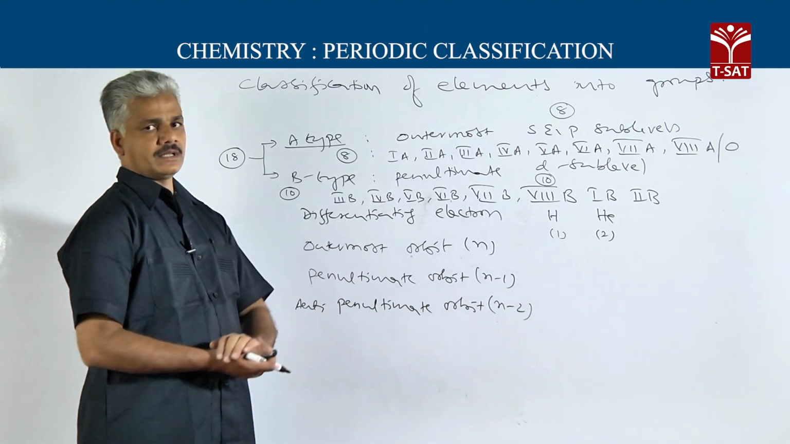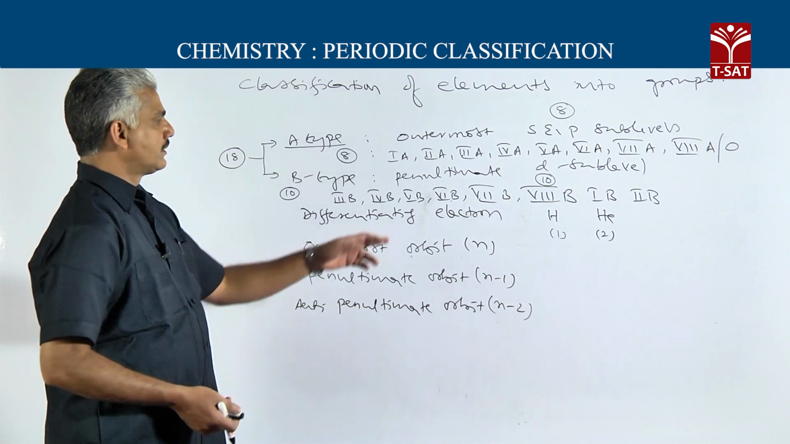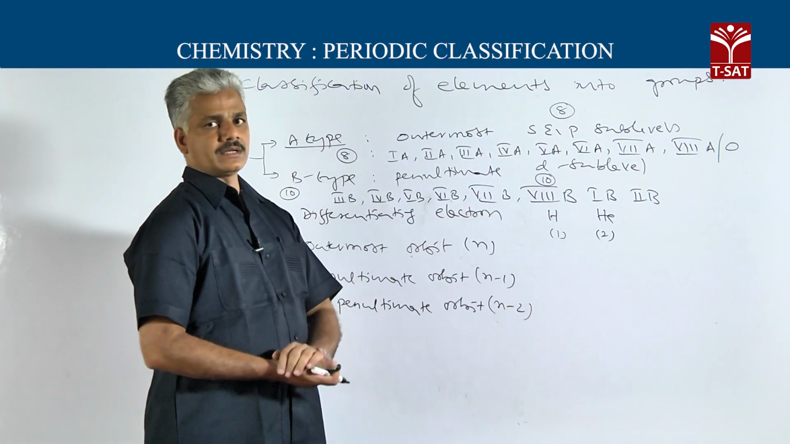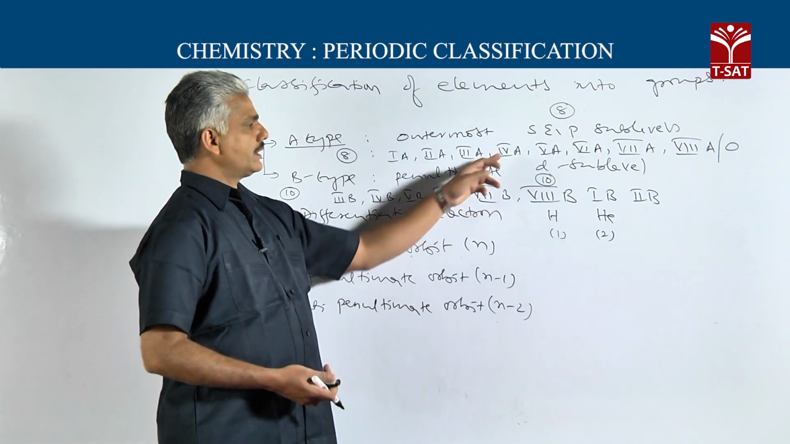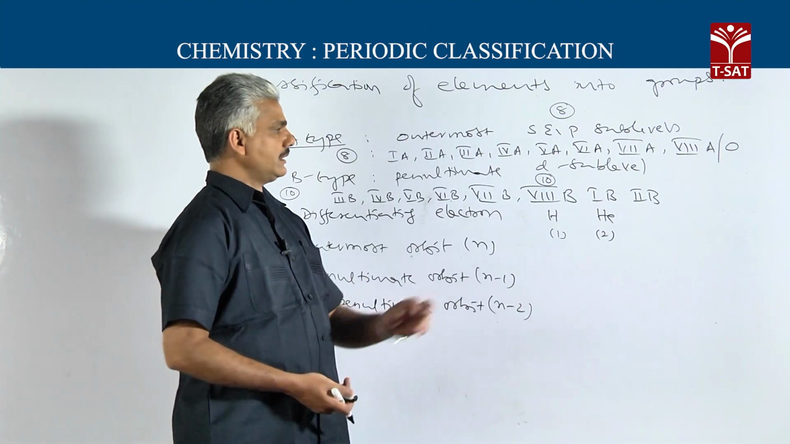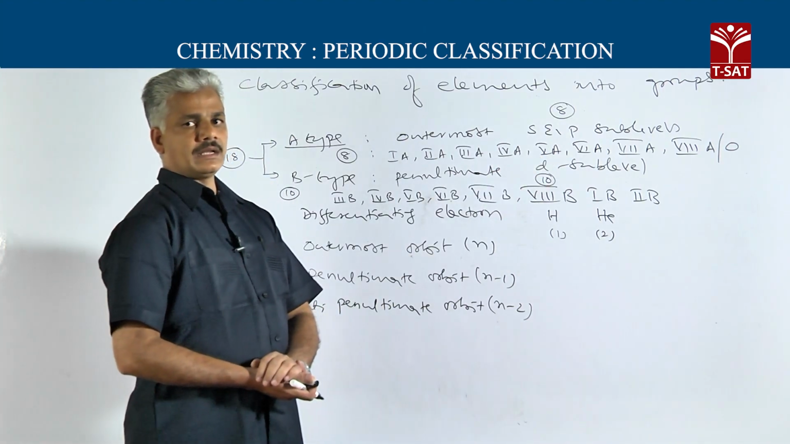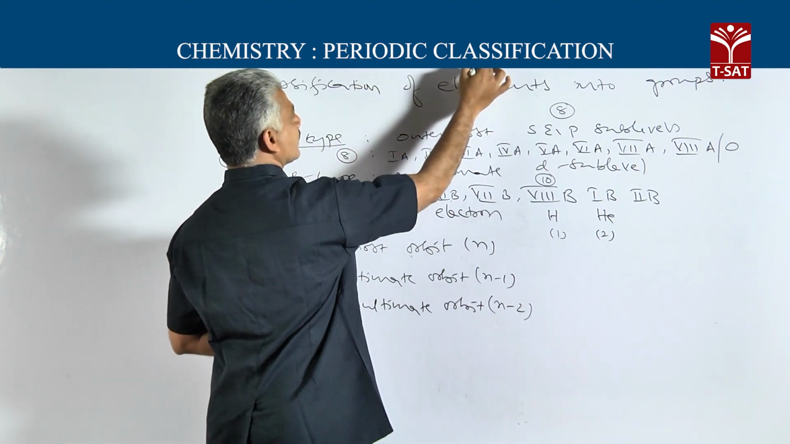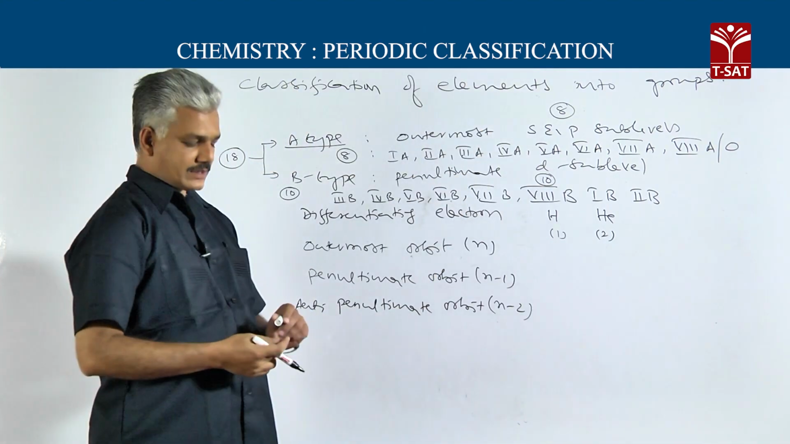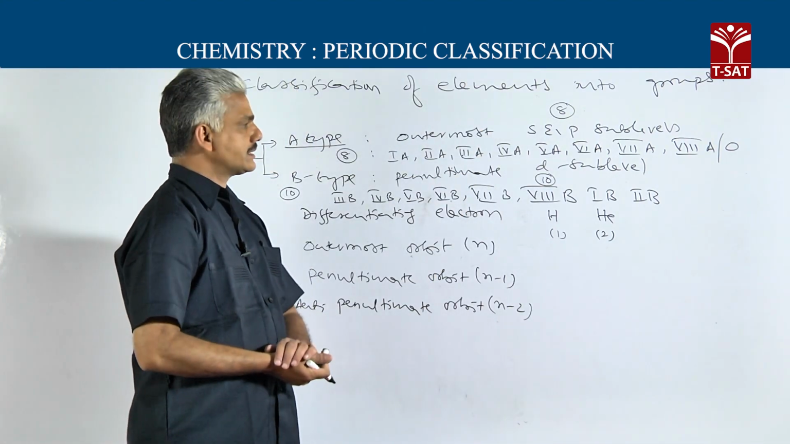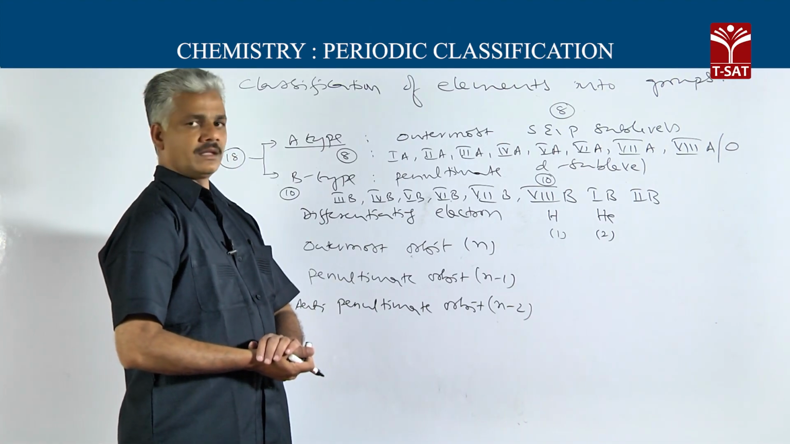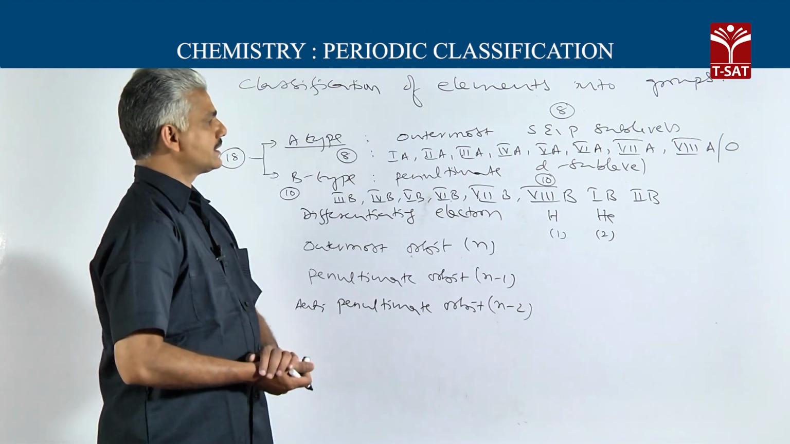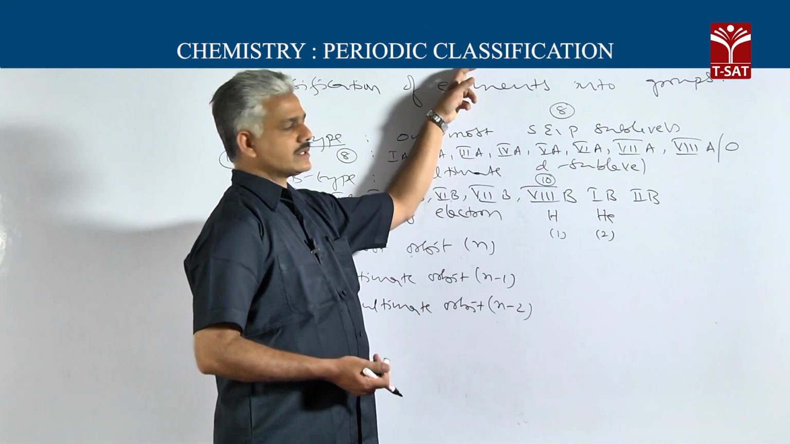The 1A group elements are called alkali metals, 2A group elements are called alkaline earth metals, 3A group elements are called the boron family, 4A group elements are called the carbon family, and 5A group elements can be called either the nitrogen family or the nicogen family. Nicogen means bad smelling, because elements of 5A are related to compounds which have a bad smell. That is why this group is called the nicogen family.